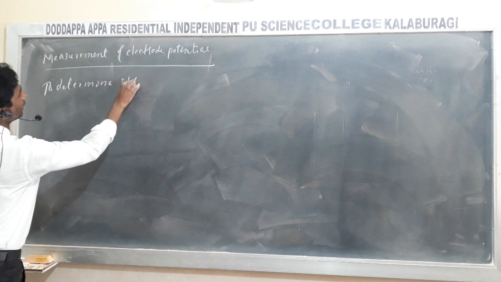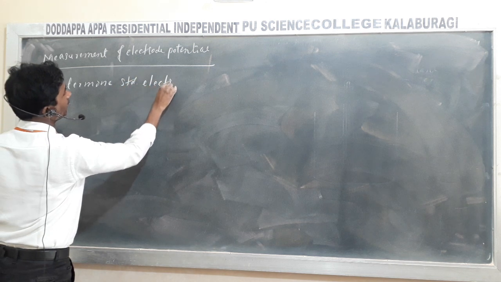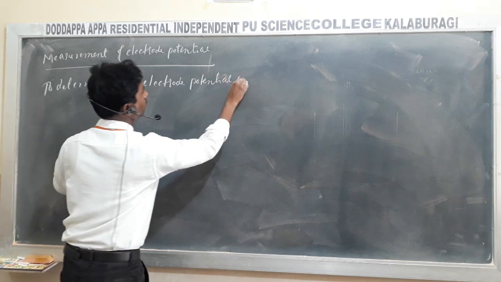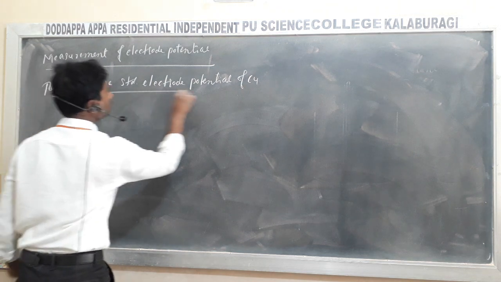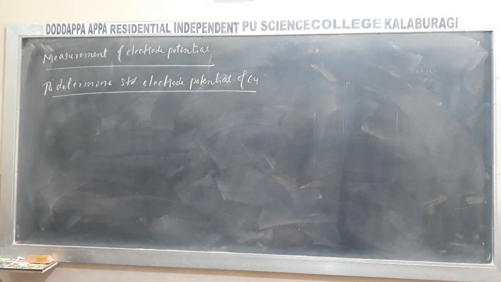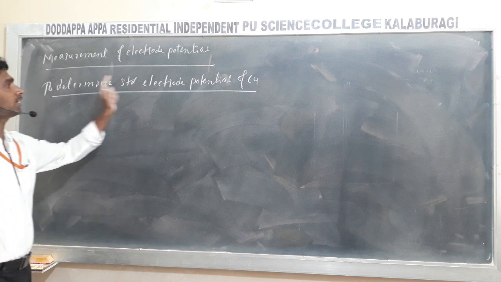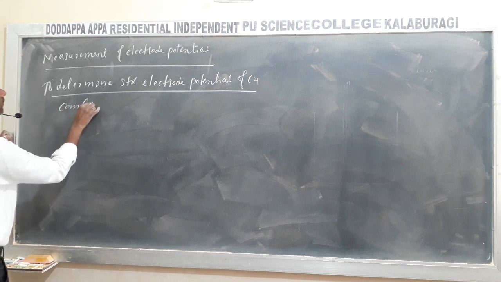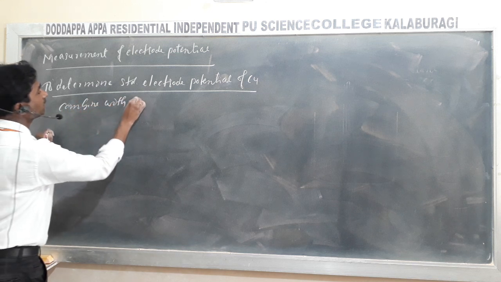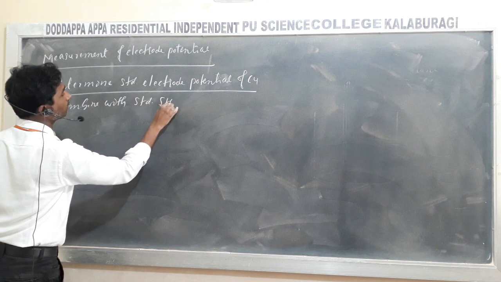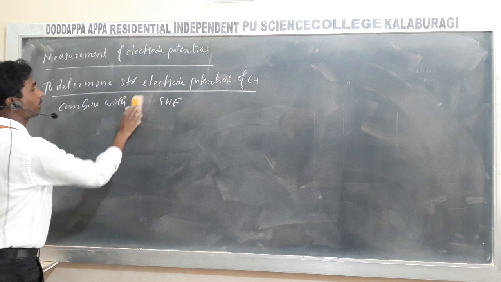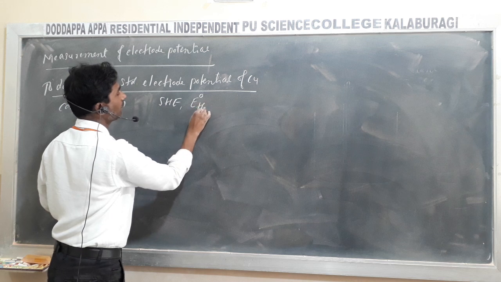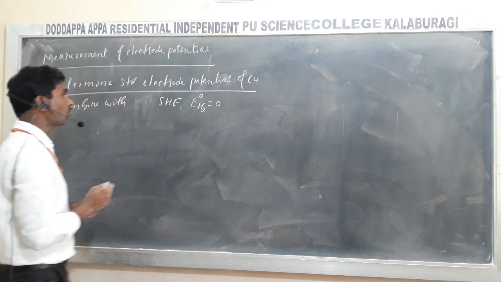So to determine the standard electrode potential of copper, how can you determine it? You have to combine it with the standard hydrogen electrode, because the standard electrode potential of hydrogen is 0, and it is also called the reference electrode.